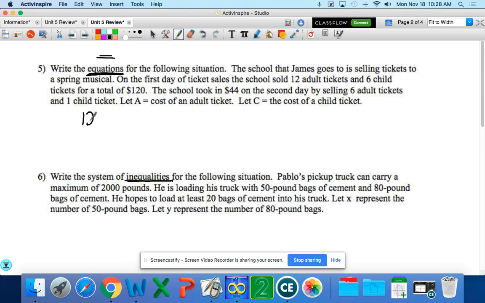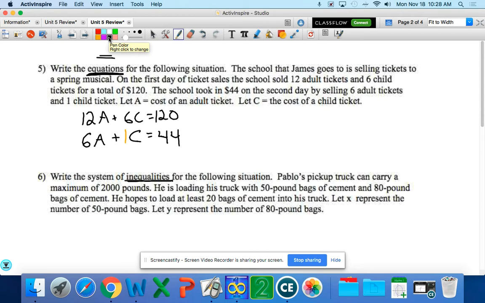This would be 12A plus 6C equals 120. And for the second day, it wrote it backwards, but it's still 6A plus 1C. You don't have to have that 1 there. You could just write C. There's an understood 1. But if you write it there, it's optional. It's optional to write the 1 there. You don't have to have it, okay? So there would be day 1 and day 2 equations set up.